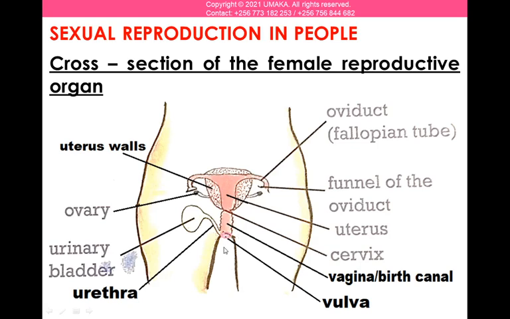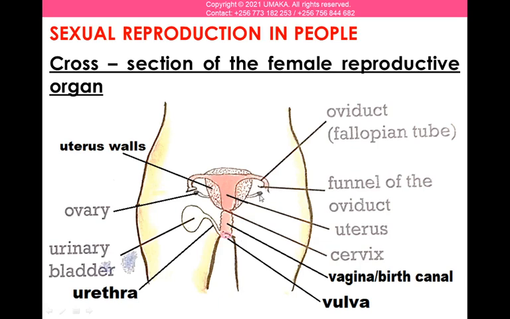It has this part here called the vulva. This one here is called the vagina or the birth canal. Then here we have the cervix. Here we have the urethra. You are seeing the urinary bladder. It is here. There is the womb here, or the uterus. Then we have the funnel of the oviduct. It is here.